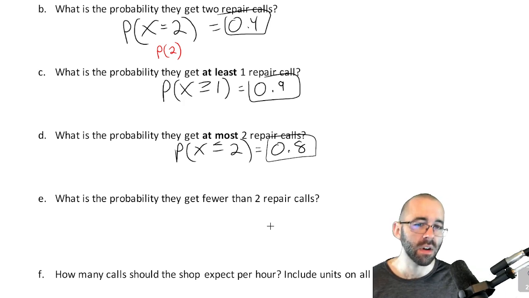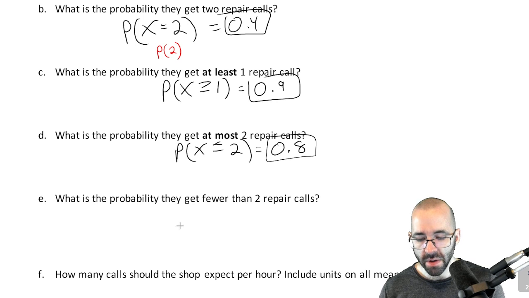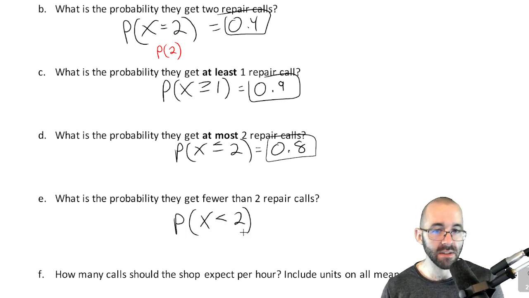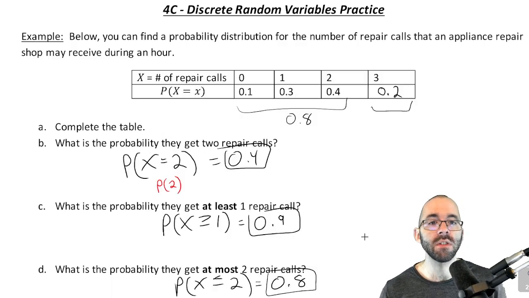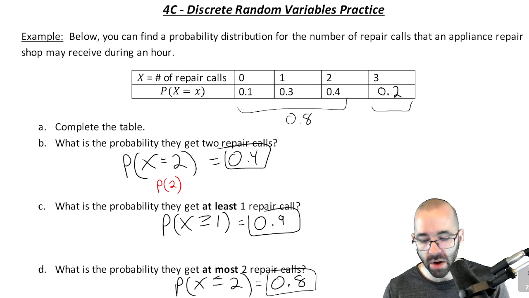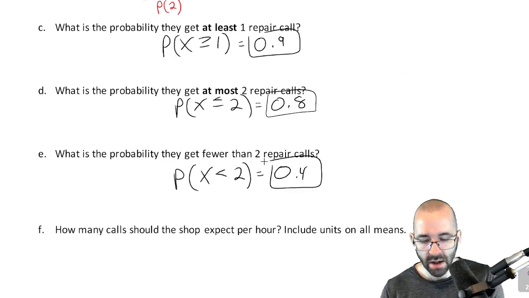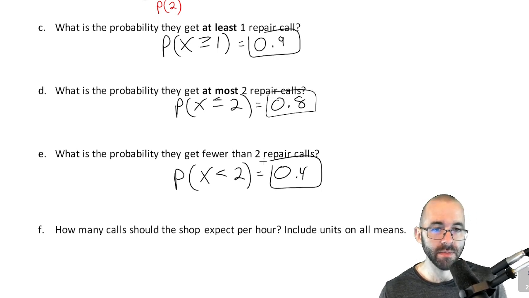Now, fewer is very similar, but not quite the same. Fewer than 2 is going to be strictly less than 2, not less than or equal to. So 2 is no longer included. Fewer than 2 repair calls now means only 0 or 1 repair call. And the answer will be 0.4. So watch out for that language.